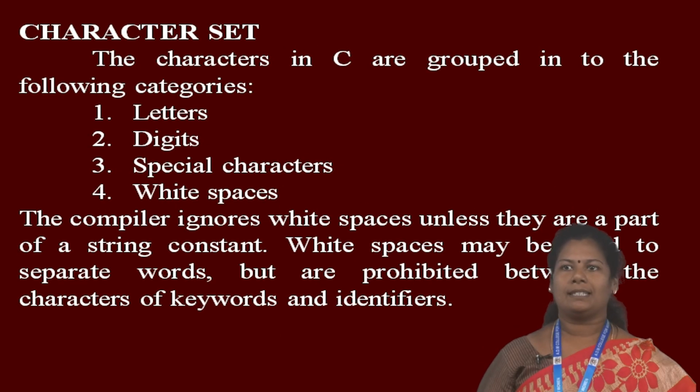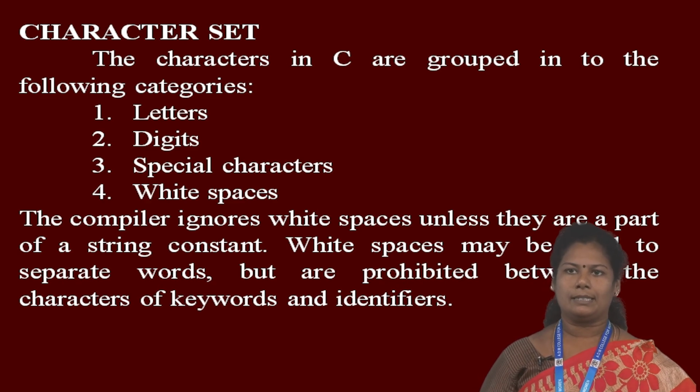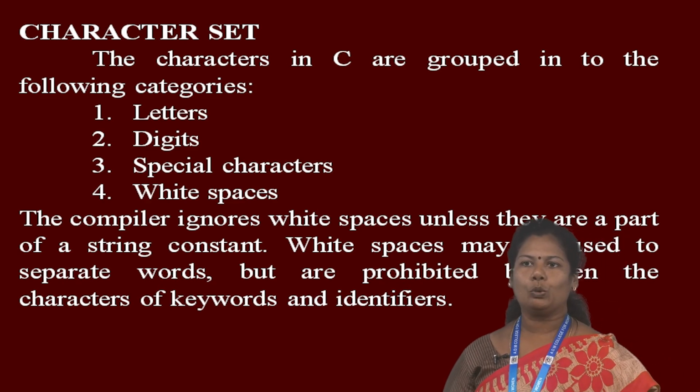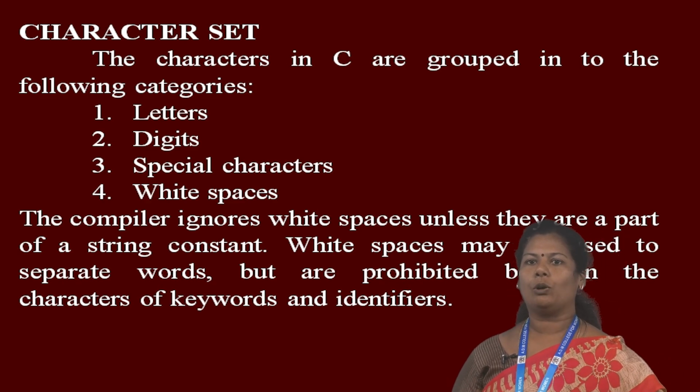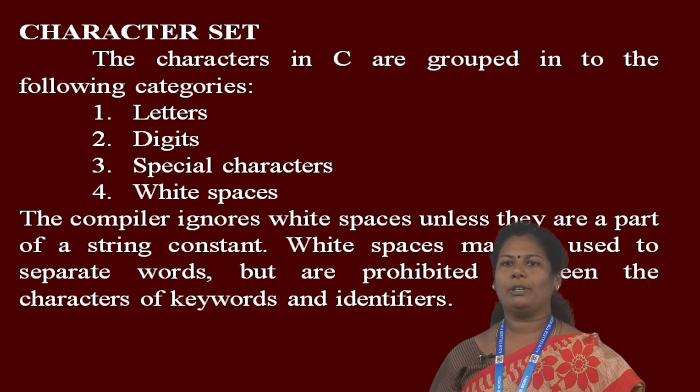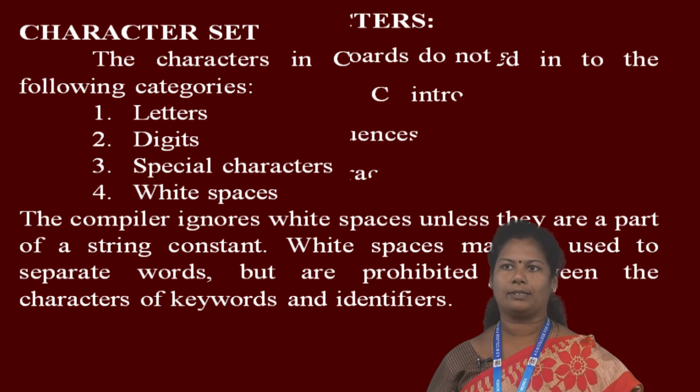Next one is character set. The characters in C are grouped into the following categories. There are 4 categories: letters, digits, special characters, and white spaces. The compiler ignores white spaces unless they are a part of a string constant. White spaces may be used to separate words but are prohibited between the characters of keywords and identifiers.